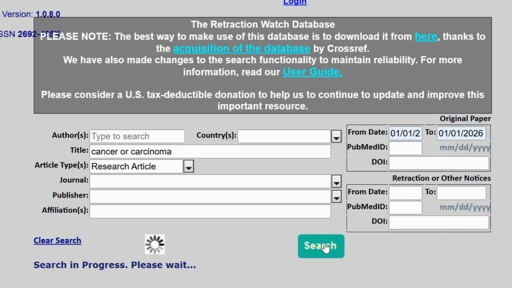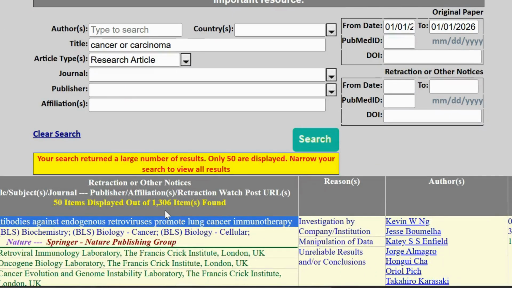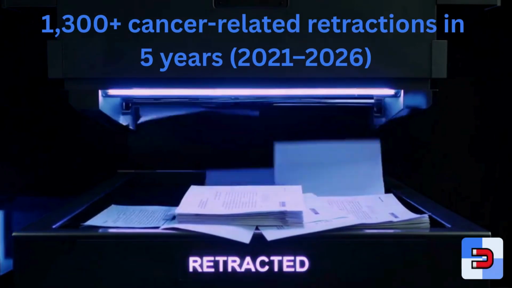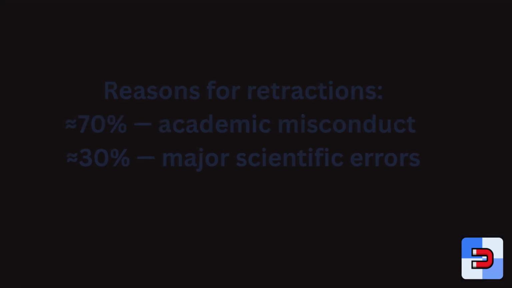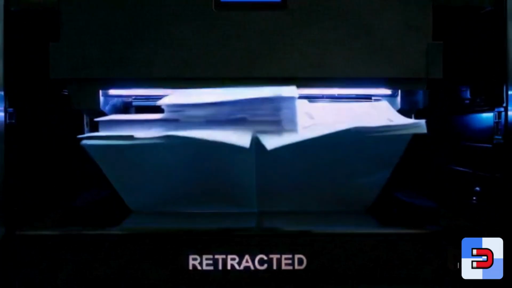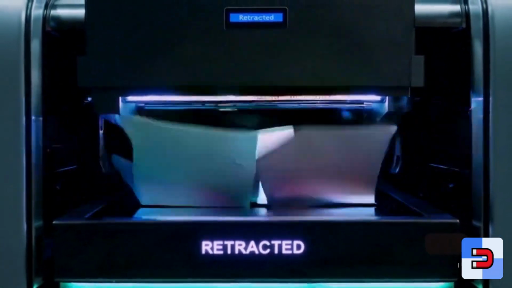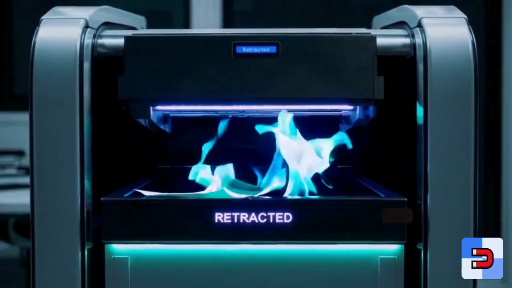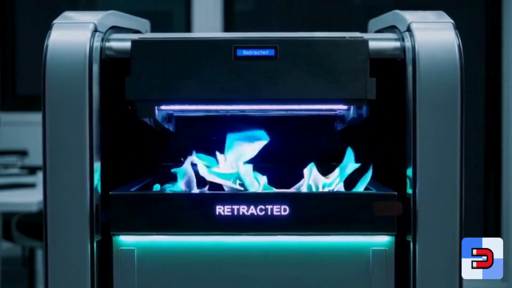And the reasons are serious. Across biomedical retractions, the dominant drivers are academic misconduct and major scientific errors. Roughly 60 to 70% relate to misconduct. About 20 to 30% relate to major errors. Either way, the result is the same: published findings that cannot be trusted.